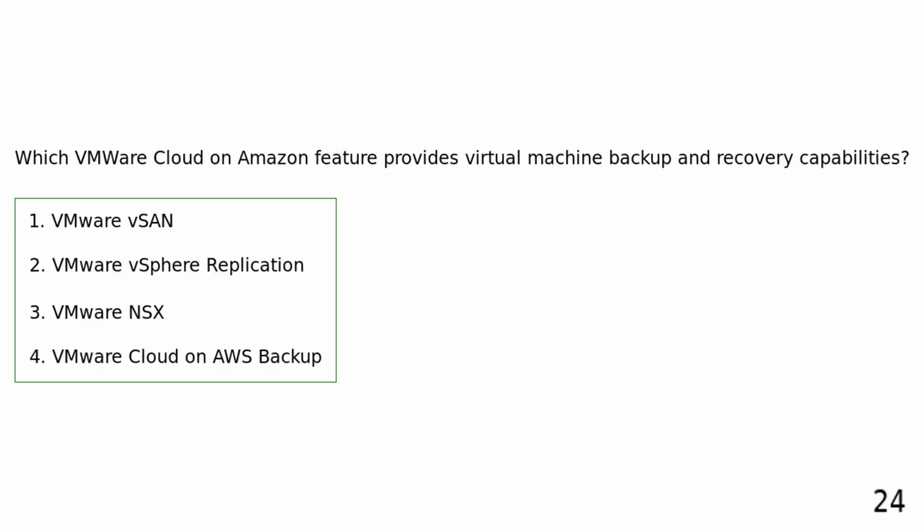Which VMware Cloud on Amazon feature provides virtual machine backup and recovery capabilities? VMware vSAN, VMware vSphere Replication, VMware NSX, VMware Cloud on AWS Backup.